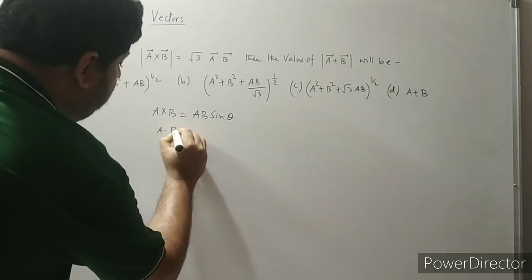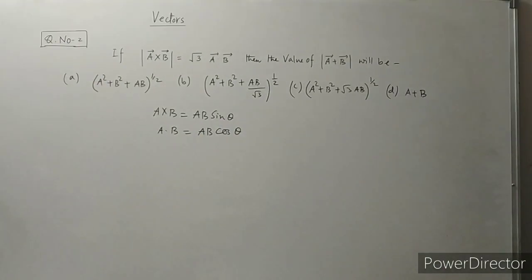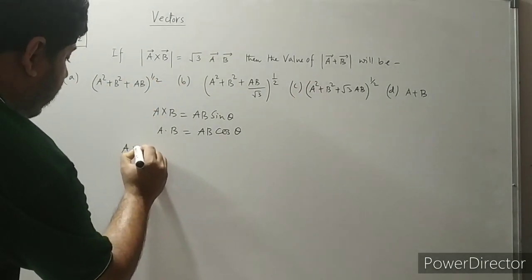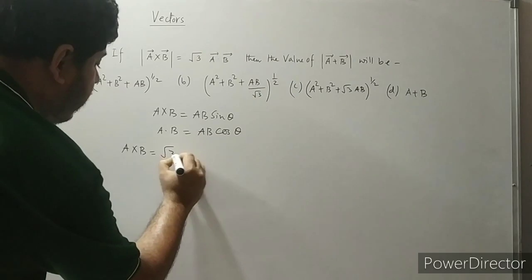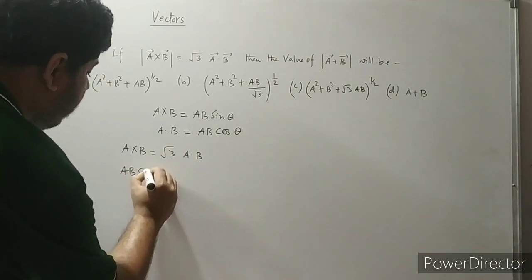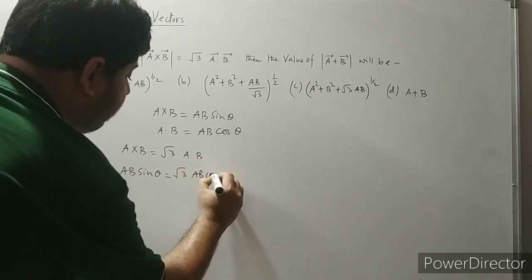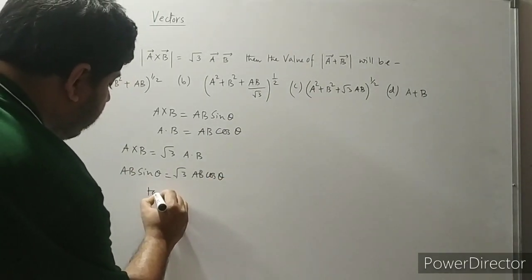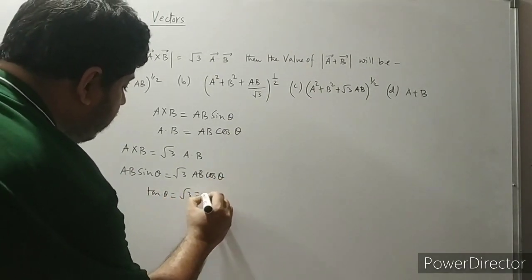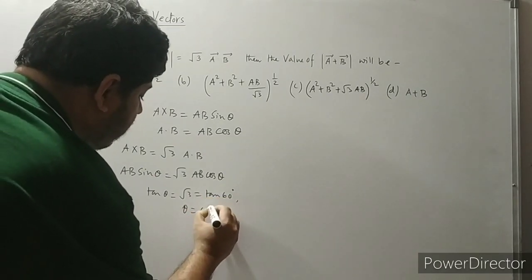And A dot B we know, we can write AB cos theta. A cross B we can write AB sin theta. So what was given? A cross B is equal to root 3 A dot B. So we can write AB sin theta is equal to root 3 AB cos theta. From there we can write tan theta is equal to root 3, which is tan 60. So theta is 60 degrees.